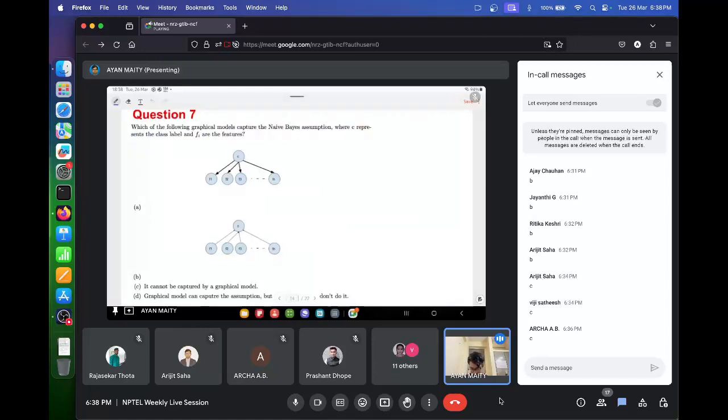Now question 7: which of the following graphical models capture the naive Bayes assumption, where C represents the class level and Fi are the features.